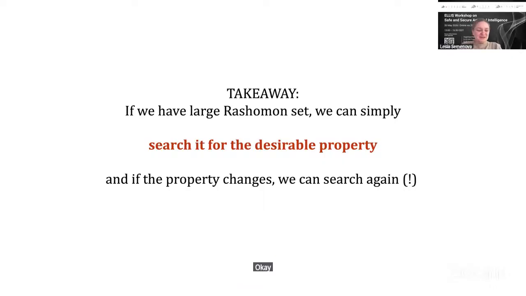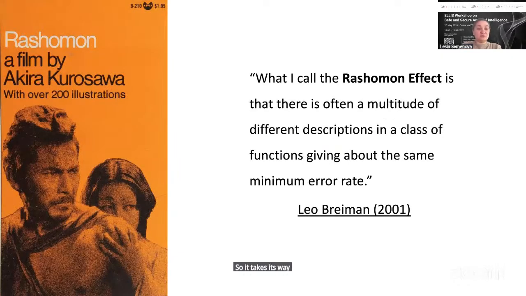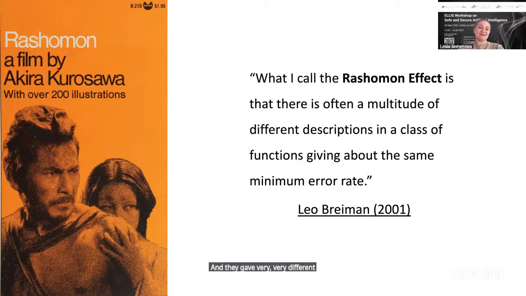Okay, so I've been using this word Rashomon, and I would like to give you a little bit of backstory about it. It takes its name from Akira Kurosawa's 1950 film, which centered around 4 characters. They all relived the same tragic event, and later in court were asked what happened, and they gave very, very different, even contradictory statements.